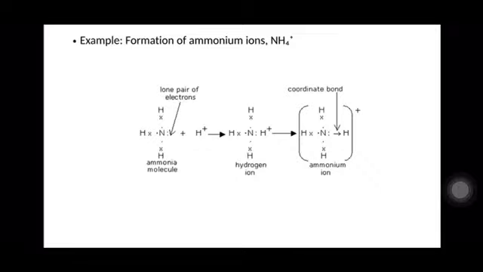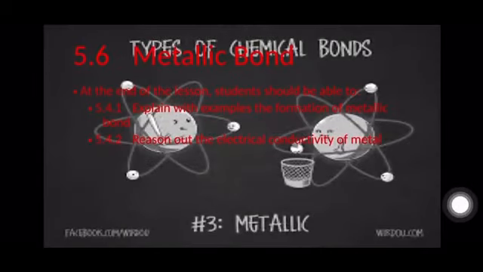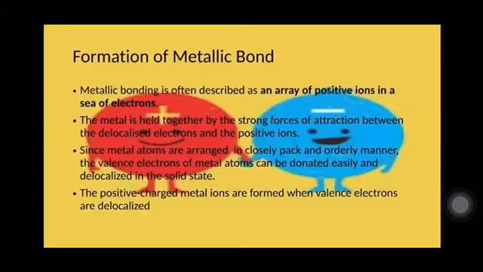Understood, guys? Easy, right? Last but not least, for 5.6, we are going to learn about metallic bond. So at the end of the lesson, what I expect from you guys should be able to explain with example the formation of metallic bonds, and then you have to reason out the electrical conductivity of metal. So don't worry, this is going to be a simple. So how metallic bond form?